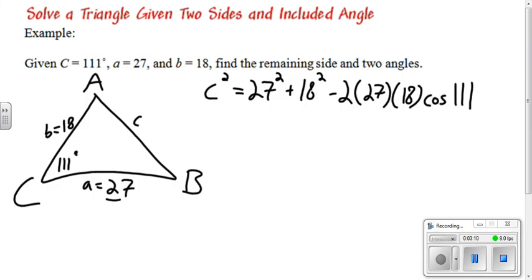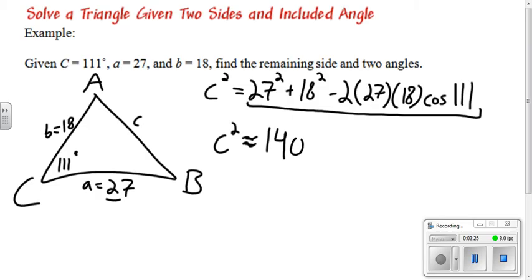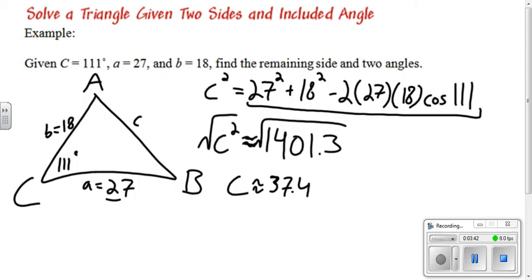111. Now if we punch all of this in our calculator, because we know everything, there are no unknowns on this side, we can simplify down to c squared is approximately 1,401.3. Then we just have to take the square root of both sides, and we're left with c is approximately 37.4. So right here we have our 37.4 is our little c. So we've already gotten one of our pieces down.